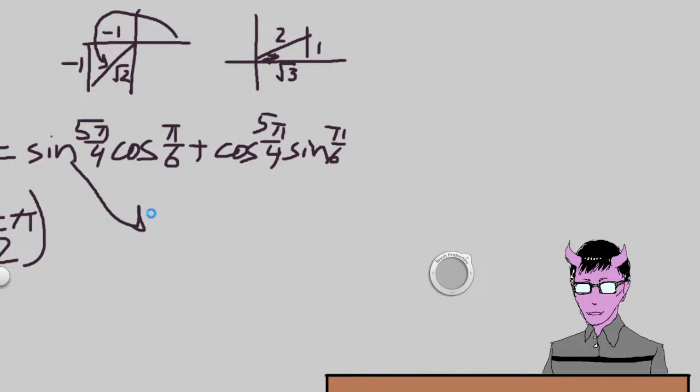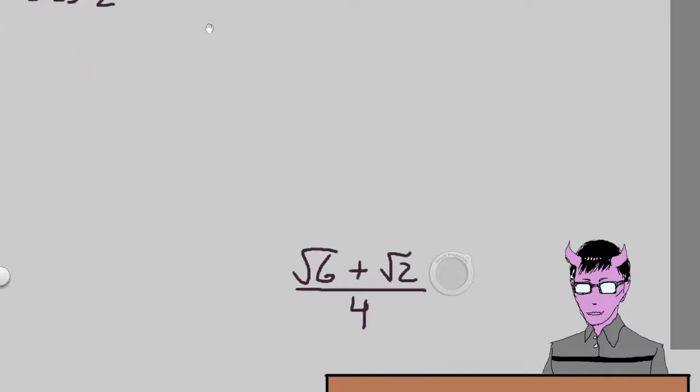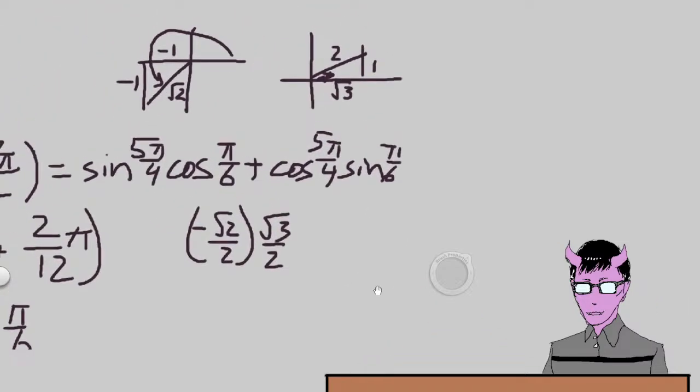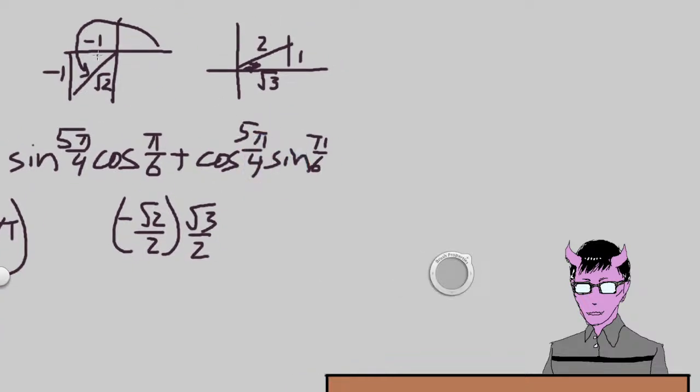So that one is negative root 2 over 2. That one is just root 3 over 2. Uh-oh. That looks kind of bad. Let me think about this. Did something wrong happen? This is always worrisome. Okay, well, here we go. Let's continue on. It's cosine of this one. What is that?